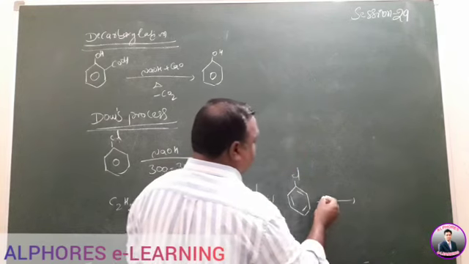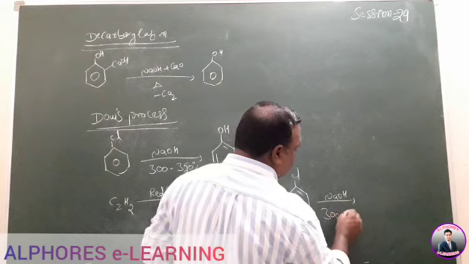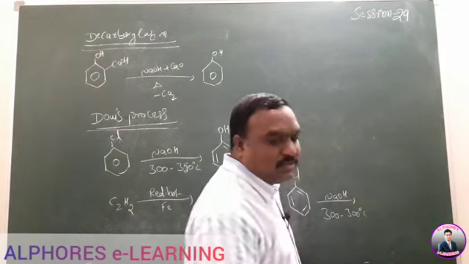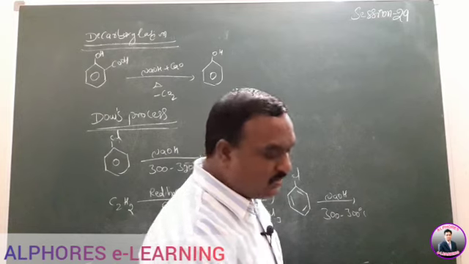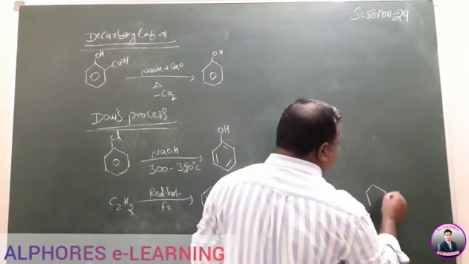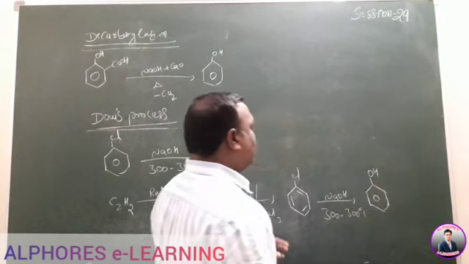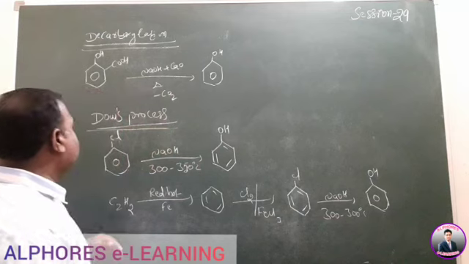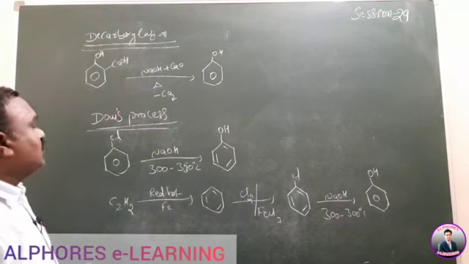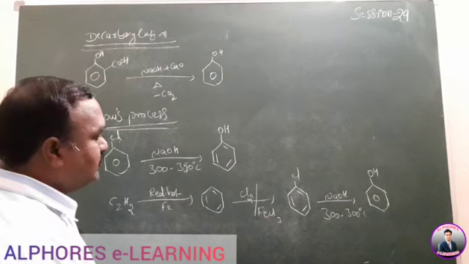The compound reacts with NaOH, sodium hydroxide, at 300 to 350 degrees centigrade. Acid hydrolysis is given. The chlorine is replaced by OH here. This is the way to prepare phenol from the given chlorobenzene compound.